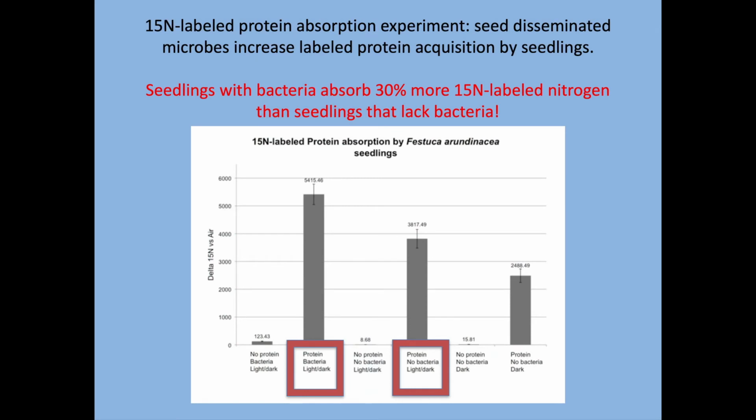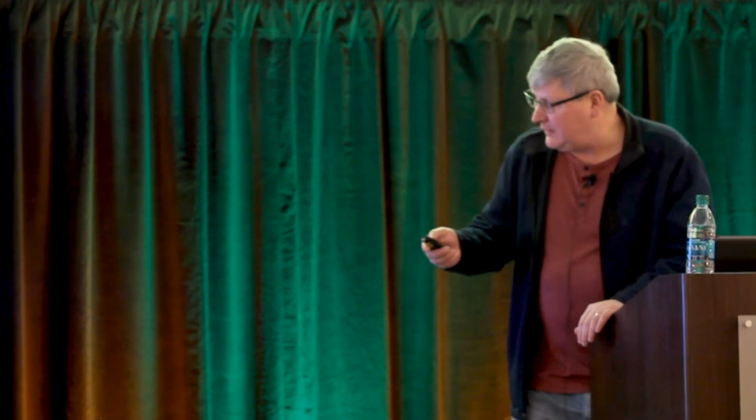And what we saw when we did that is that when the microbes are present, you get this much. When the microbes are absent, you get this much. And so that is about a 30% difference. So it looks like in terms of nitrogen, the microbes are worth 30% of the nitrogen that the plant gets. That's not 100%, but it's a significant increase in nitrogen.